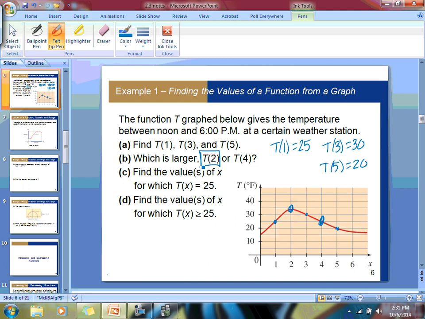Part C says to find the value or values of x for which T of x is equal to 25. So I'm going to look at my 25 value right across here. You can draw that line if you need to. And there's two values, two times that value shows up on the graph. So that would be at 1 and at 4.